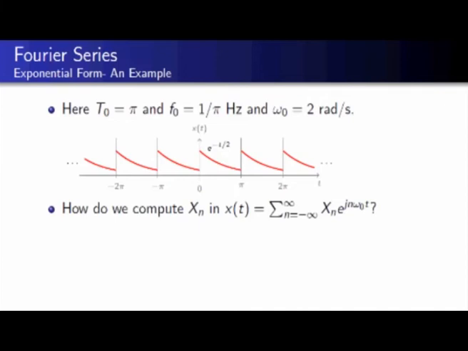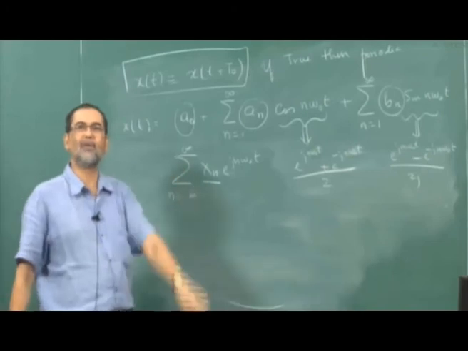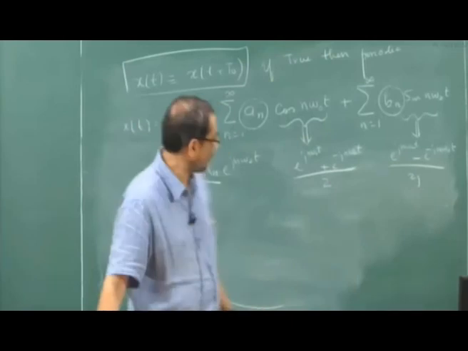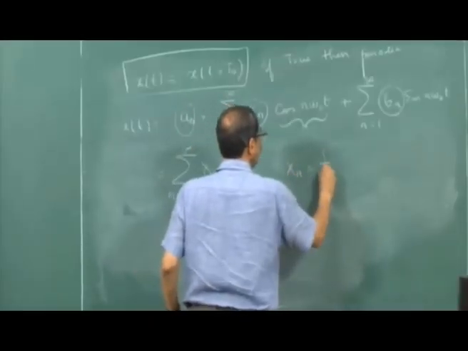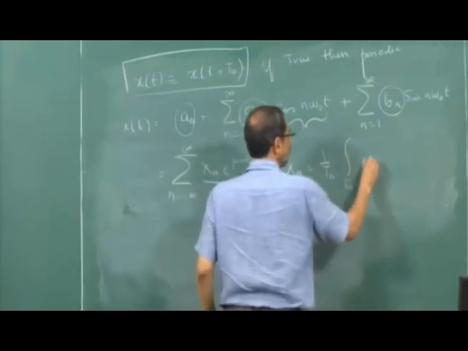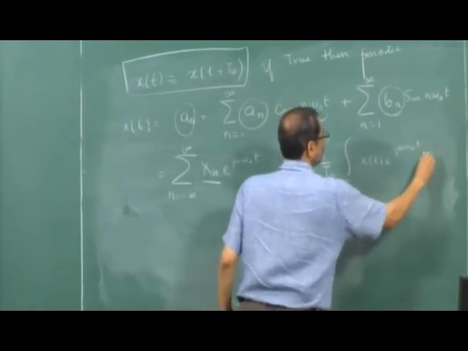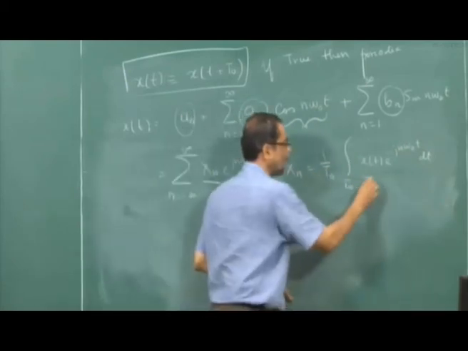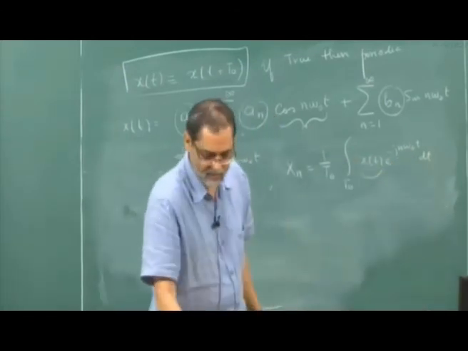I want to compute xn, the Fourier coefficient for this particular signal. I want to compute the Fourier series. I know that xn is 1 by t naught times the integral over any one period t naught of x of t e raised to minus j n omega naught t dt. This is the definition, right? So you take one period, substitute x of t for that and carry out the integration, which is what I'm going to do next.